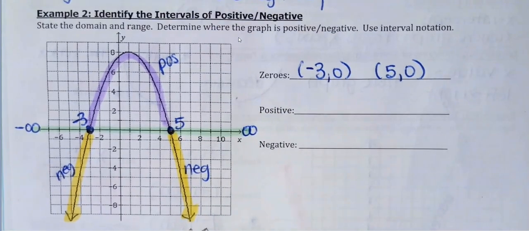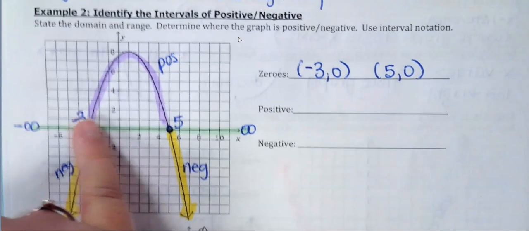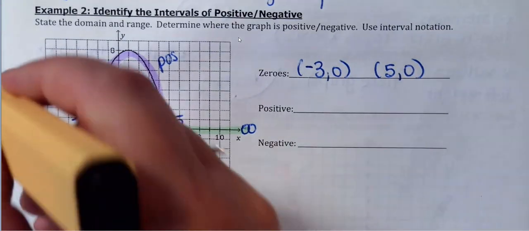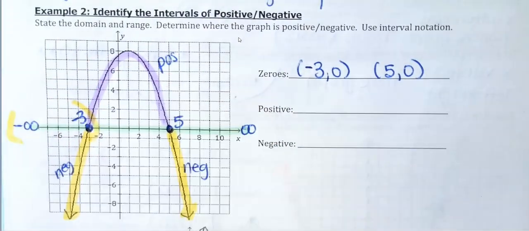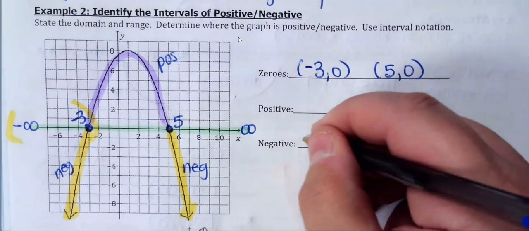This is a little bit tricky because there's going to be 3 different intervals here. On the other side, there's only 2. This is going to have 3. So as I'm going from negative infinity until I get to the negative 3, that piece of the graph, all the y values are negative there. So I'm going to do, which highlighter am I using here? So this interval from negative infinity to negative 3, that is negative.